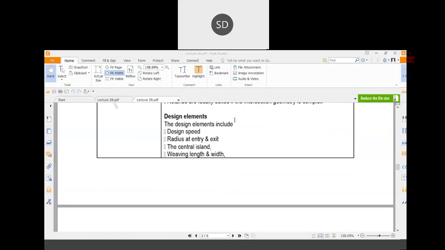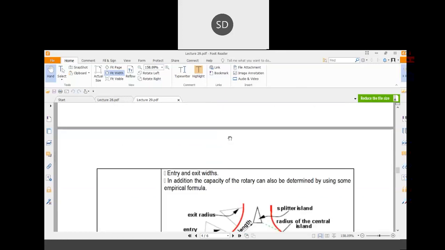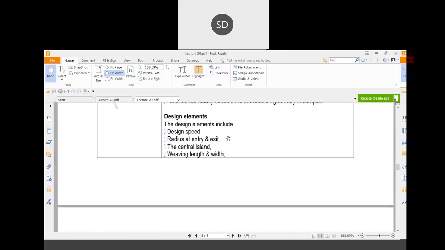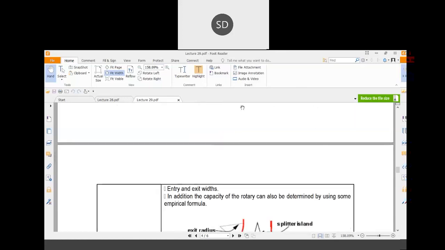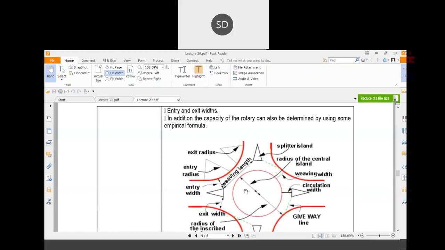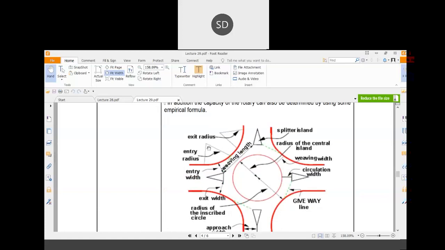Now there are different design elements which are required for the rotary design. The first one is the design speed, then radius at entry and exit, the central island, weaving length and width, entry and exit width, and in addition, the capacity of the rotary can also be determined by using some empirical formula. So these are the different things.